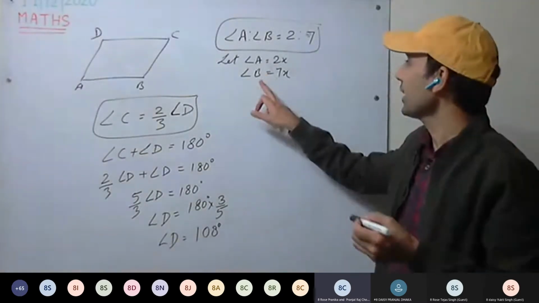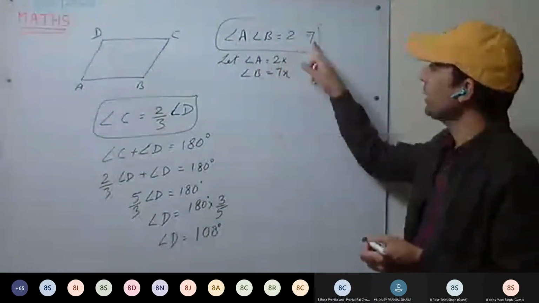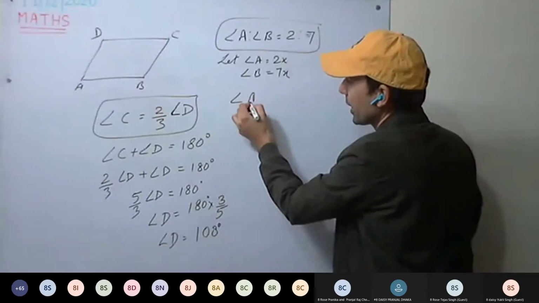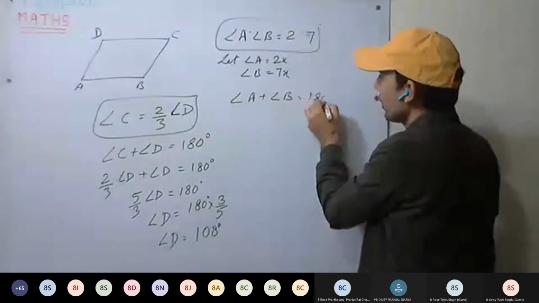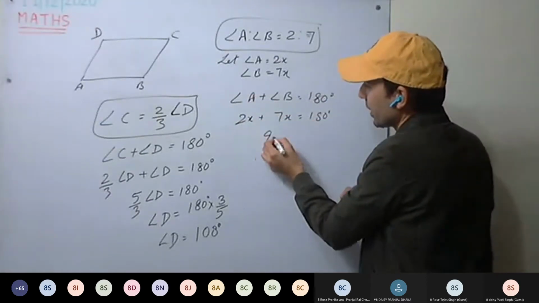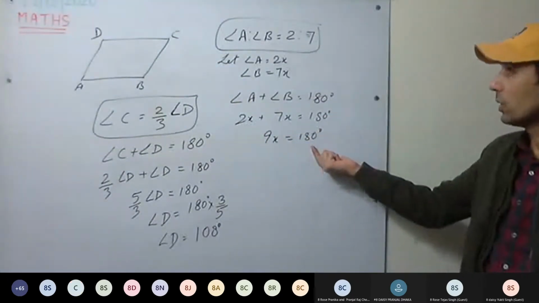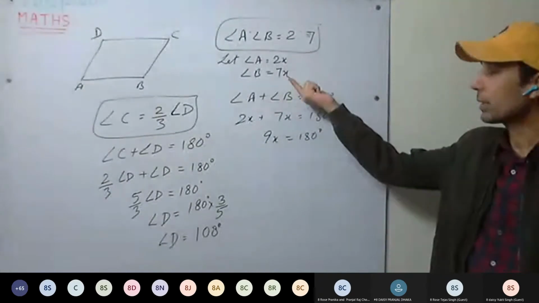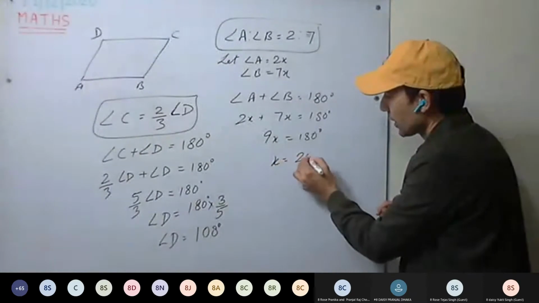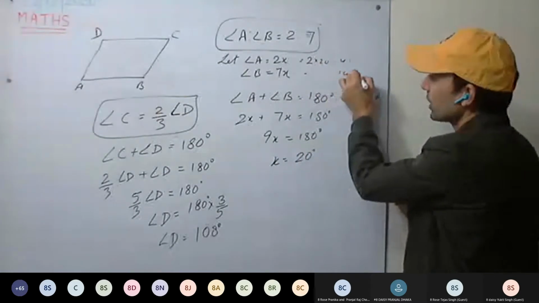Okay, it's okay. So angle A and angle B, let angle A equal to 2x. Angle B will be 7x. Now, one more property, that is adjacent angles are supplementary. Angle A plus angle B equal to how much? 180 degrees. So 2x plus 7x equal to 180 degrees. 9x equal to 180 degrees. The rest you can solve now. x equals 20 degrees. Now it will be how much? 2 into 20, 40 degrees, and 7 into 20, 140 degrees.